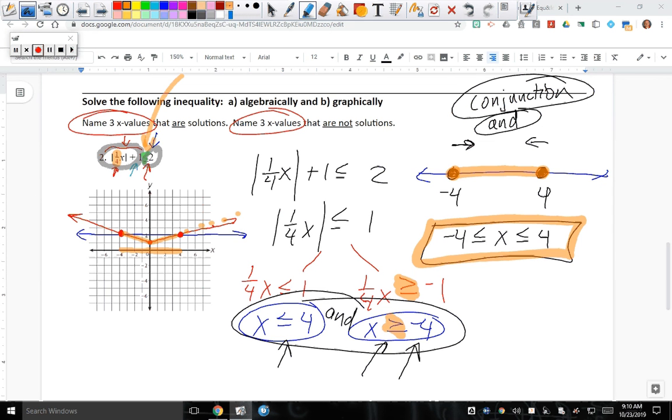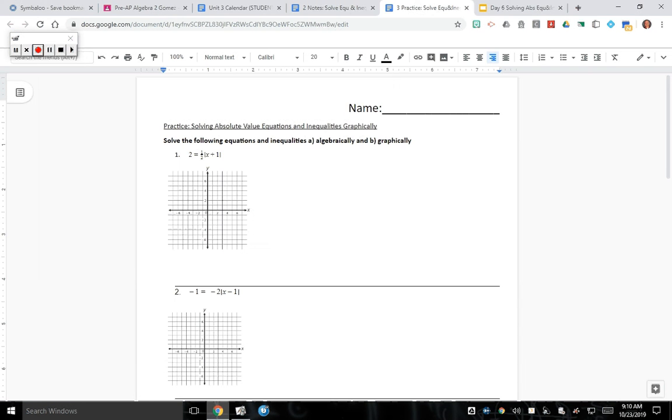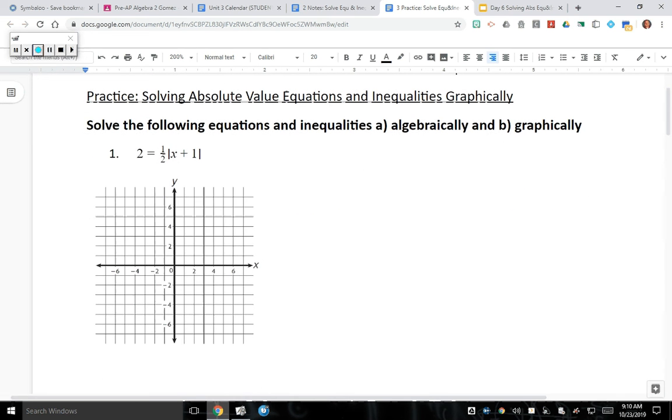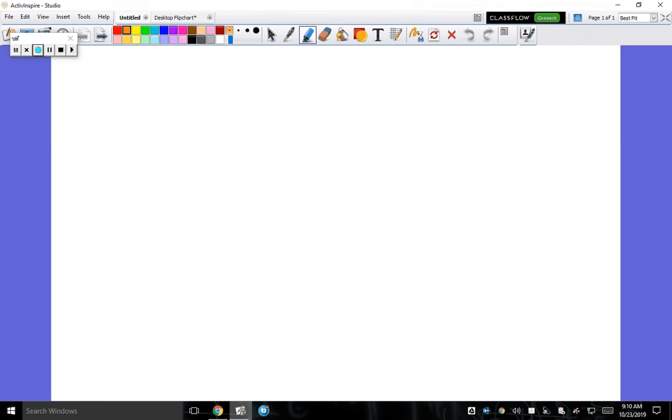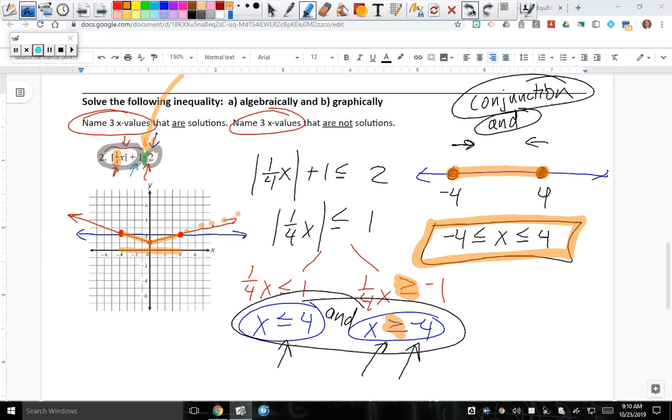Alright, so now let's go to the paper that you have in front of you. Oh, and on that real quick that we were just on, just to finish it off, when it said name 3 x values that are solutions, you could say what? 1, 2, 3.